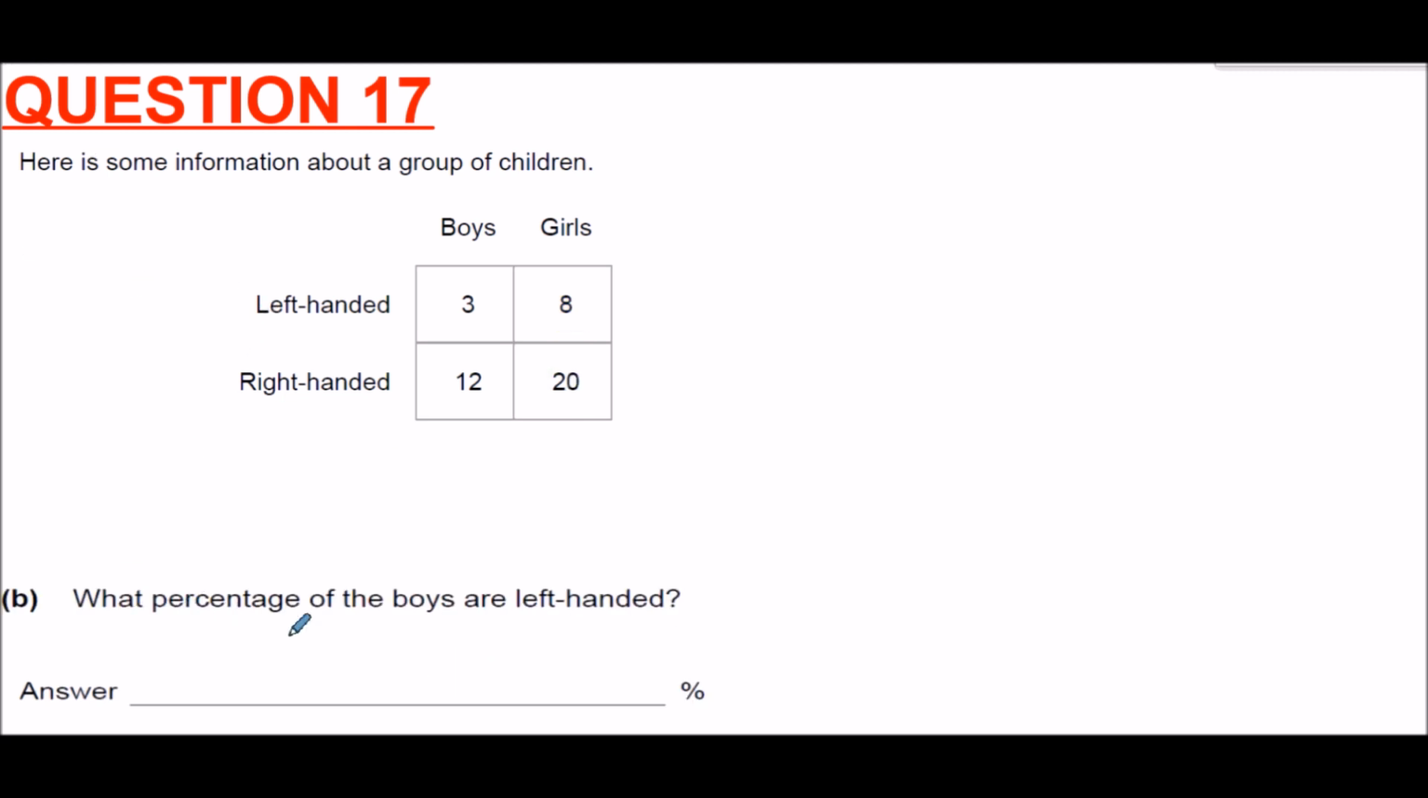In part B, it says what percentage of the boys? So percentages, it's always a good idea to be thinking percentage of what? So it's percentage of the boys. So the boys, we've got 3 left-handed boys and 12 right-handed boys. So the total number of boys we've got is 3 plus 12, which is 15 boys in total.